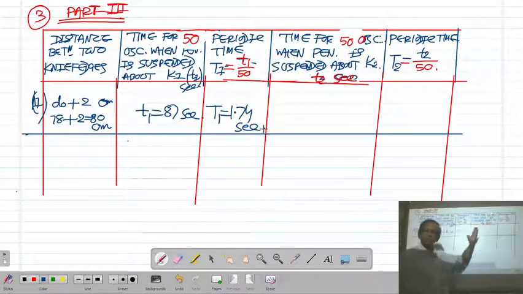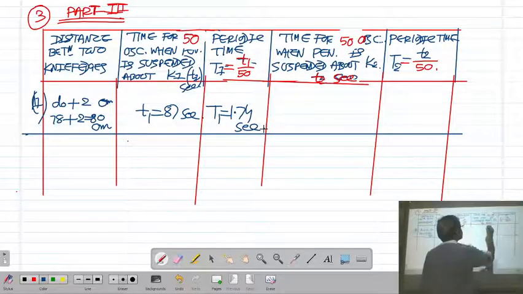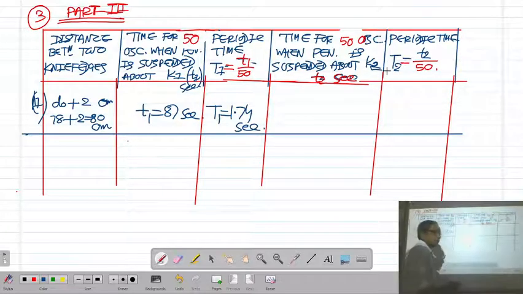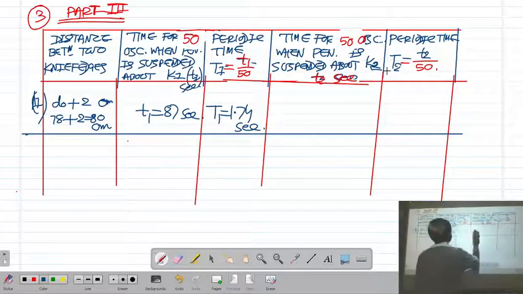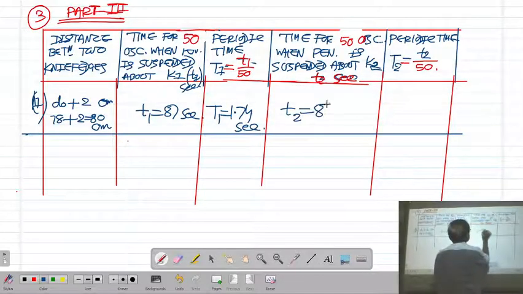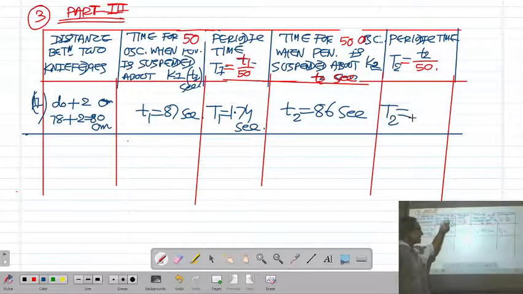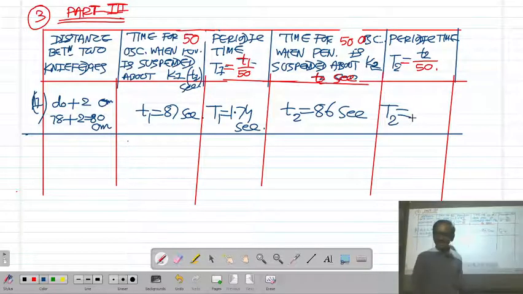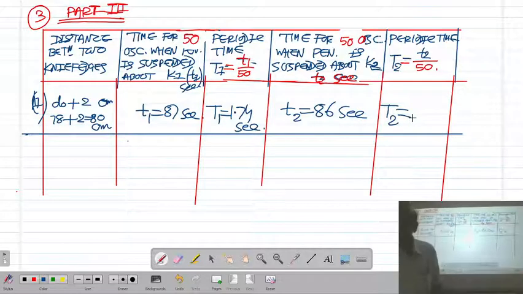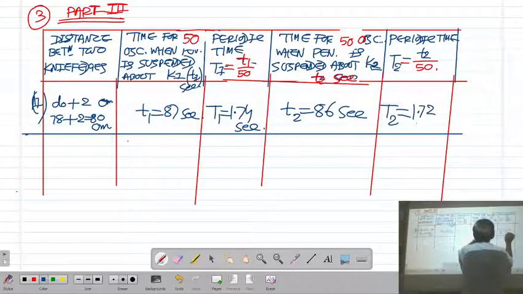Invert the pendulum. Suspend the pendulum about knife edge K2 near to the metallic bar. And measure the time for 50 oscillations. Suppose it is 86 seconds. About K1, the periodic time is 1.74 seconds. About K2, the time for 50 oscillations is 86 seconds. So periodic time T2 about knife edge K2 will be 86 upon 50, that is 1.72 seconds.